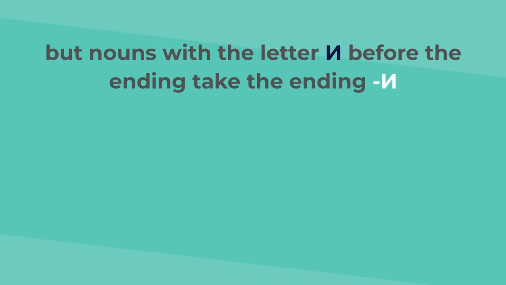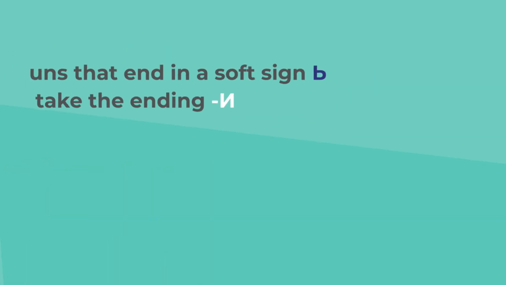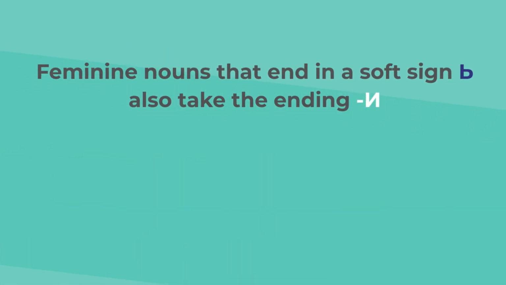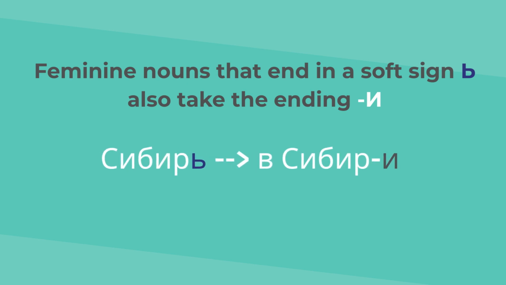But nouns with the letter «и» before the ending take the ending «и». Гимназия, в гимназии. Россия, в России. Feminine nouns that end in a soft sign also take the ending «и». Сибирь, в Сибири.